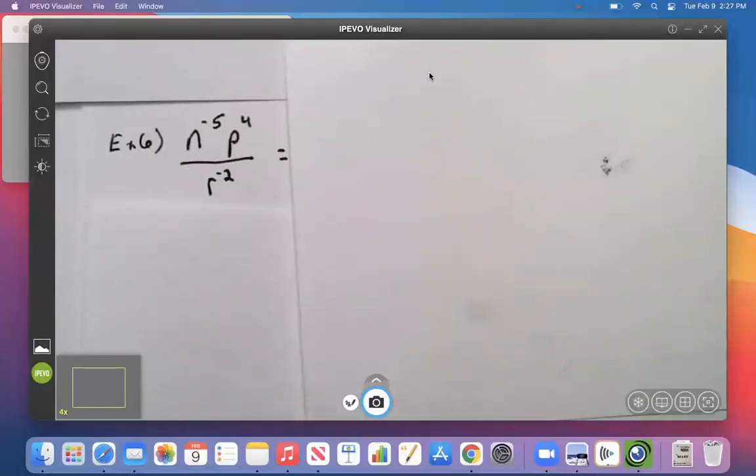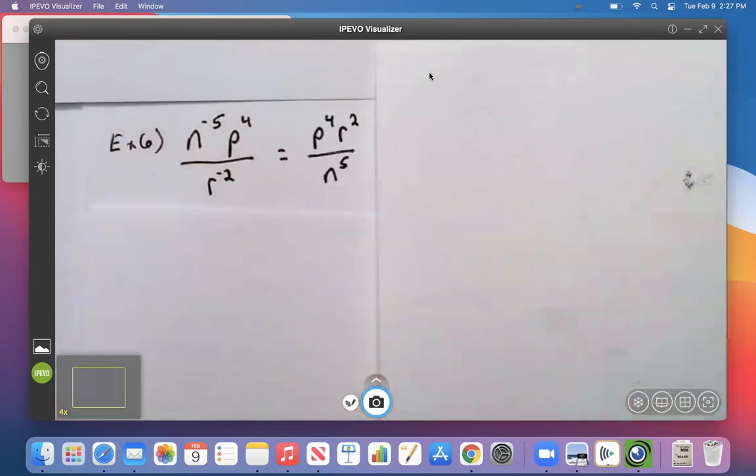Here we have n to the negative 5, p to the 4th on top, and all that's over r to the negative 2. The p is fine. The n needs to be moved down, and the r needs to be moved up. So move the n down and the r up, and you're done. And I wrote my answer alphabetically up top, p then r, and there's your answer. You just move the negative exponents to the other side of the fraction bar.